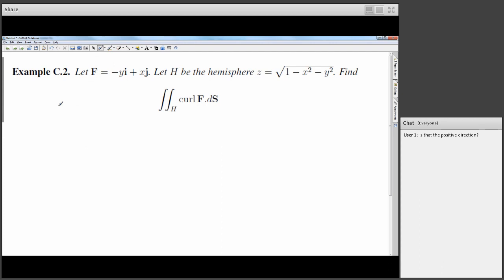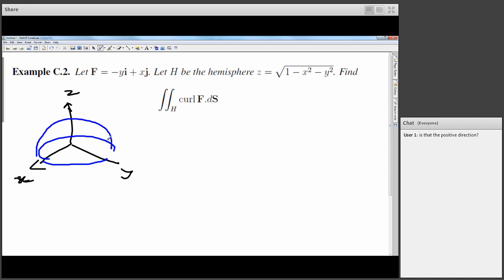So let's have a look at the picture we've got here. We've got our xy axes again, testing my drawing ability tremendously here. We've got our hemisphere. This is a surface up here with standard orientation, which means the normal is pointing outwards. What I want to consider is the total flux of a curl across this particular surface.